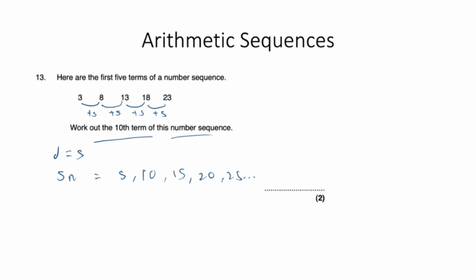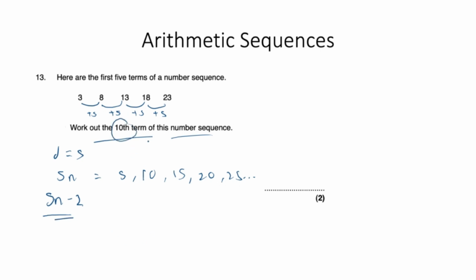Now you're going to compare. As you can see, for each term I just have to subtract 2. So 5 minus 2 will give you 3, 10 minus 2 will give you 8, 15 minus 2 will give you 13. So you'd put 5n minus 2. Okay, so this would be your nth term.